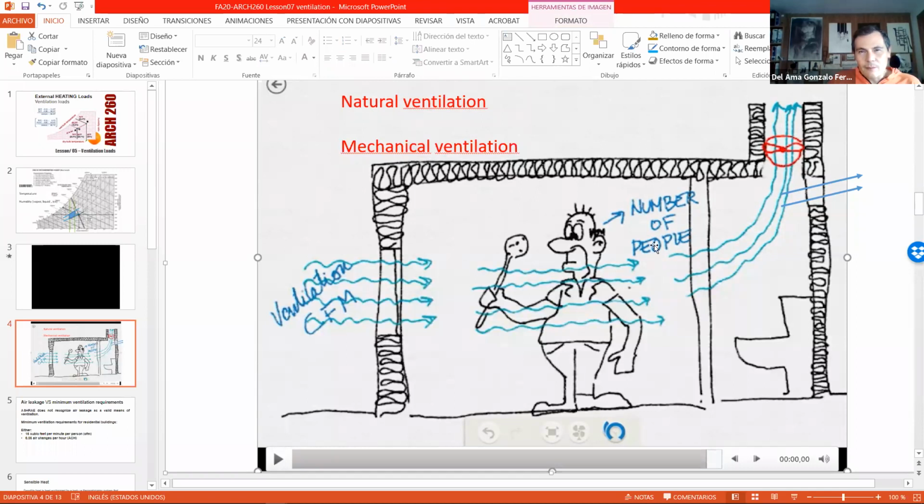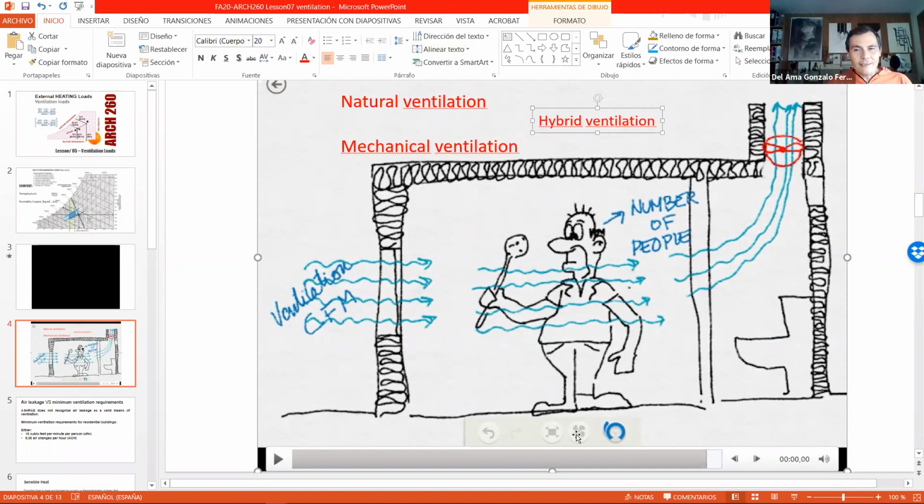We can also have hybrid ventilation, which is sometimes natural. I can open windows, but here in the toilet, I have a fan and I can extract the air. And this is what usually happens now in our houses. We have this concept of hybrid ventilation. We have windows, and if we are living in our house, we can open the window.